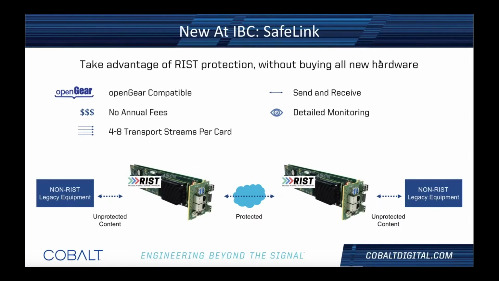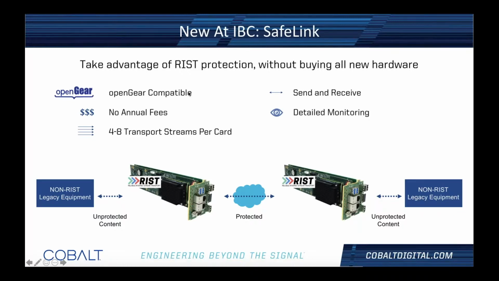So one of the first new products, besides the decoder we're getting to here, that we're just showing at IBC is the product we call SafeLink. So SafeLink is a gateway solution that protects the stream from point to point, and it can wrap around legacy equipment that's not RIST compliant. So without having to go and buy new hardware necessarily, you could use these products to wrap around your current facility in a phased approach as you're looking to become more reliable. On top of that, this is part of the OpenGear platform, so it fits nicely into your OpenGear frames.